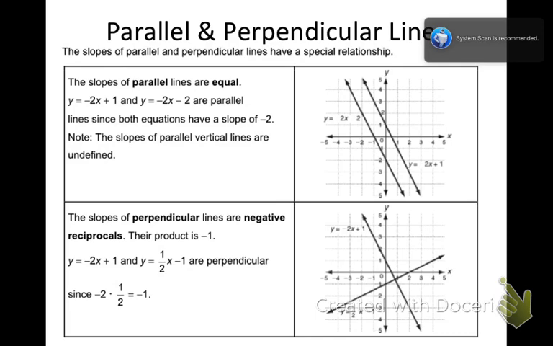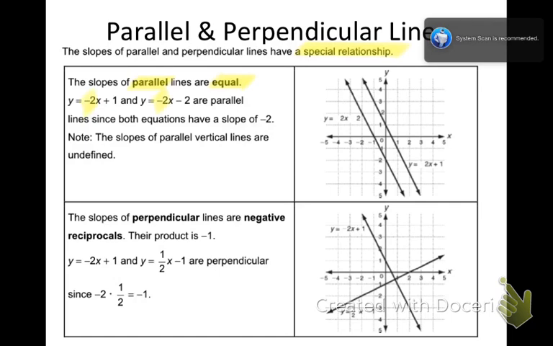All right, here comes the tough stuff now. Now we're talking about parallel and perpendicular lines. Now you should recall this hopefully from geometry. The slopes of parallel and perpendicular lines have a special relationship. The slopes of parallel lines are equal. So if you have two parallel lines, their slopes are going to be the same. Anytime I have parallel lines, the slopes are going to be the exact same.